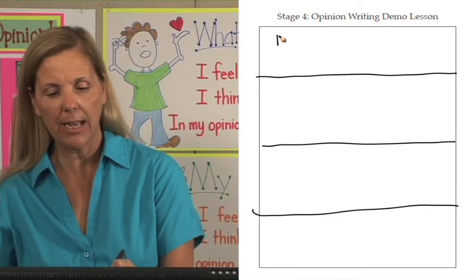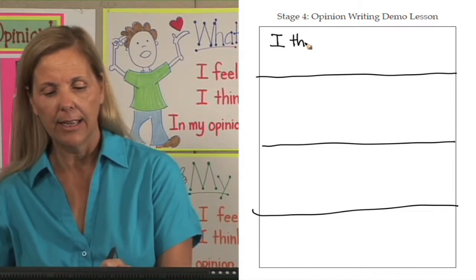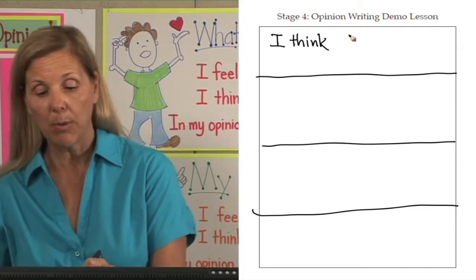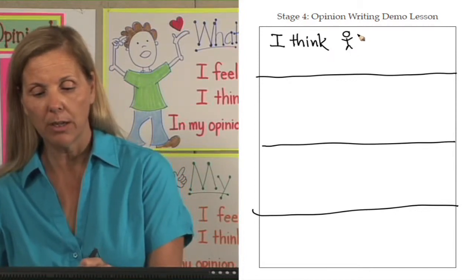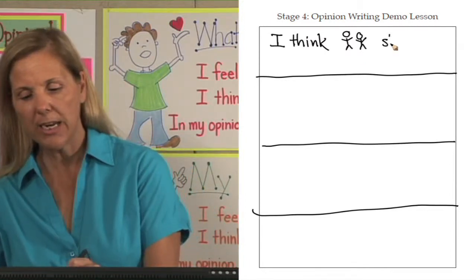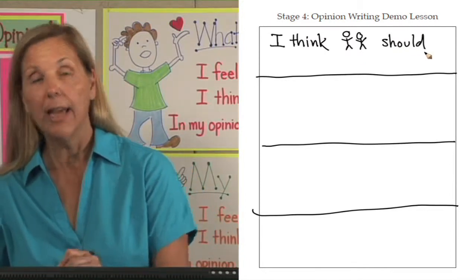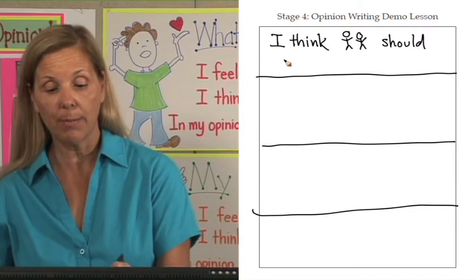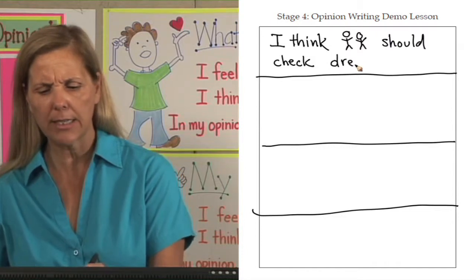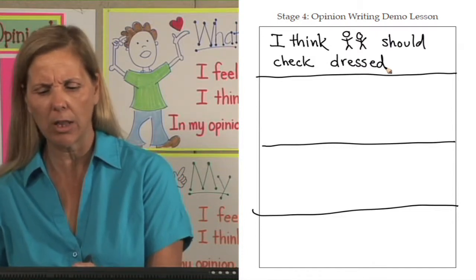Let's say, I think. I think what? Who or what is this about? People. So let's just put people here. I think people, and what do we say? Should. And then what are we going to do? We're going to talk about check the weather. Check on the weather. And then I'm just going to put check and dressed. I'm just putting keywords. I don't need to write it all out.